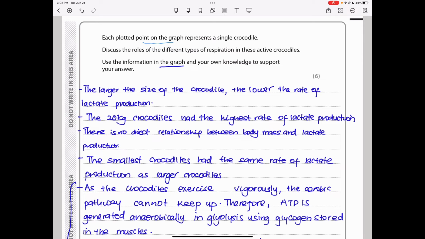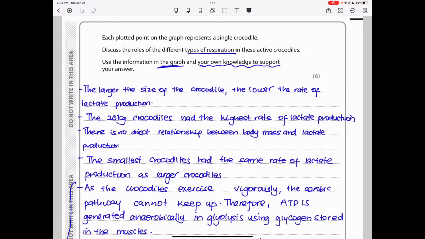Each plotted point on the graph represents a single crocodile. Discuss the role of the different types of respiration in the active crocodiles. So when they say the different types of respiration, they mean aerobic and anaerobic. So we have to discuss the role of aerobic and the role of anaerobic. And then next they say, use the information in the graph. So we will refer to the graph and then your own knowledge to support your answer. So we are going to refer to the graph and to the theory, the things you have already read, talking about the types of respiration in detail.